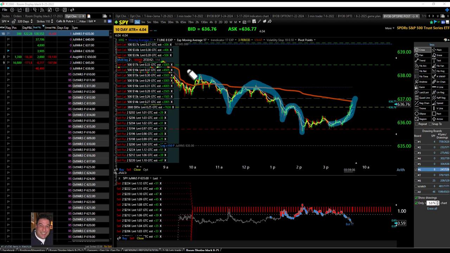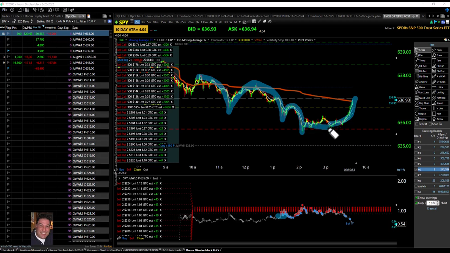Then we double bottomed, and I bought some calls to come all the way back up here. So there's the 130 I made on the puts. I bought them kind of low right in there, traded them all the way up to the top, and then I just reloaded as we were flagging over to the right.